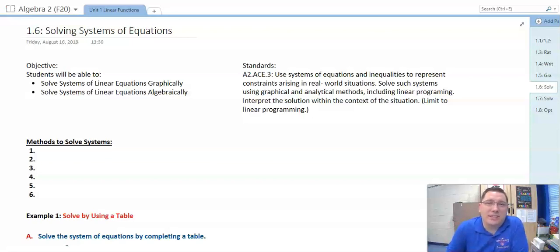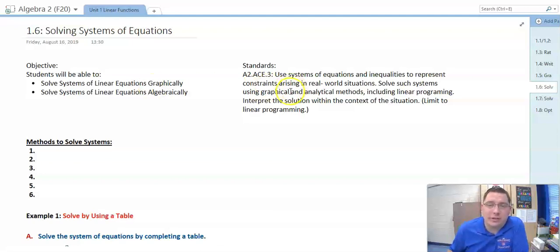We're going to separate this into two sections. So today we're just going to look at the first half on graphing systems of equations. And so the two objectives we got, the first one will be to solve systems of linear equations graphically, and the second will be to solve systems of linear equations algebraically. Again, we'll look at the algebraic part in part B of this section.